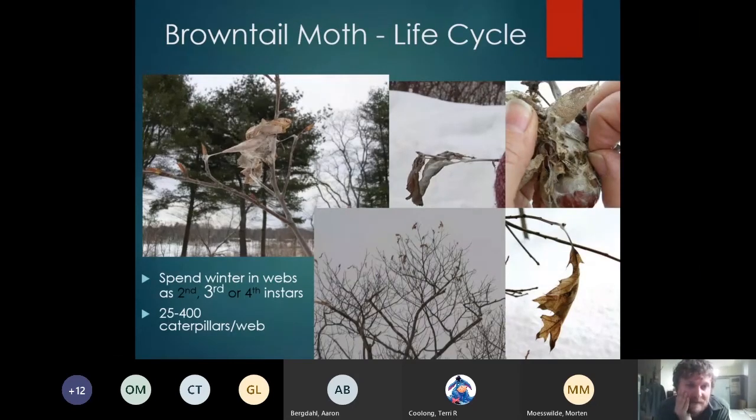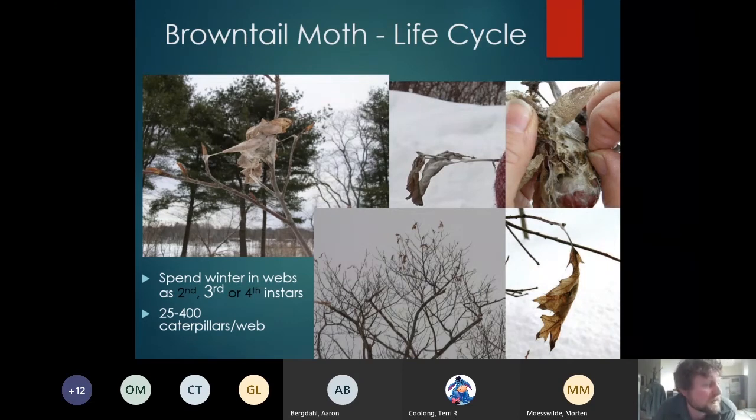So we'll jump into the life cycle. Browntail moth winter webs can be highly variable. As you can see, they run the gamut of everything from a leaf that's basically folded over and all the silk is on the inside, so that's on the bottom right, and then it has everything in between, everything from pure silk to basically 2 or 3 leaves that are silked over.